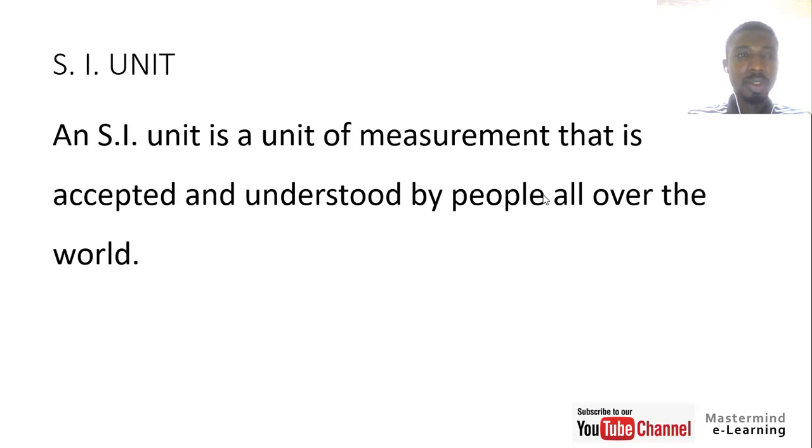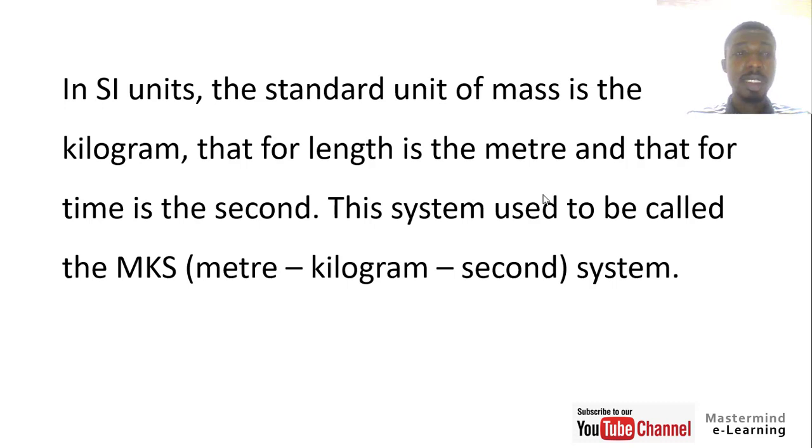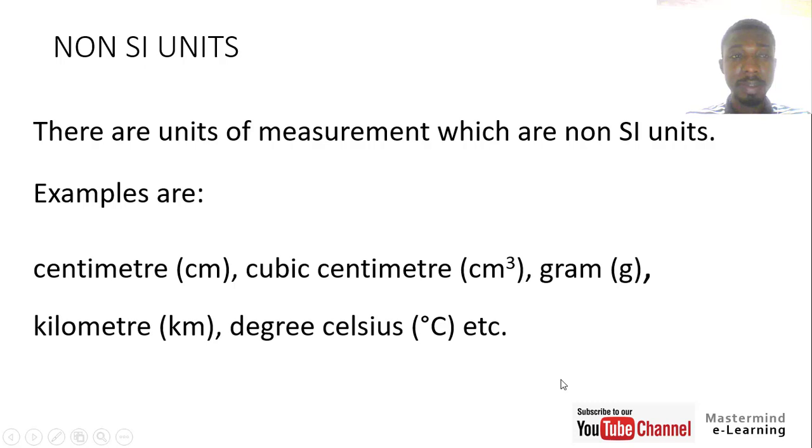An SI unit is a unit of measurement that is accepted and understood by people all over the world. In SI units, the standard unit of mass is a kilogram, that for length is the meter, and that for time is the second. This system used to be called the MKS, the meter kilogram second system.